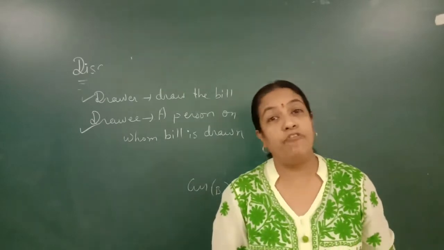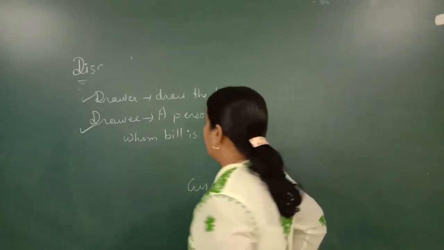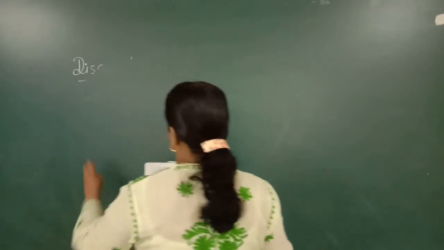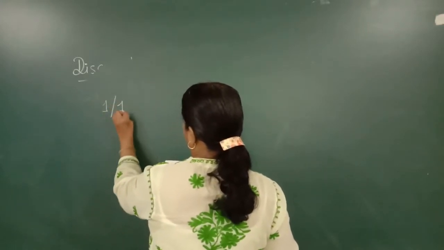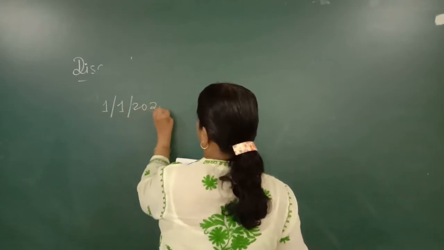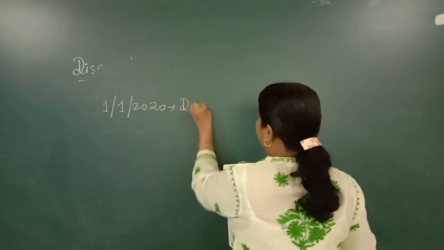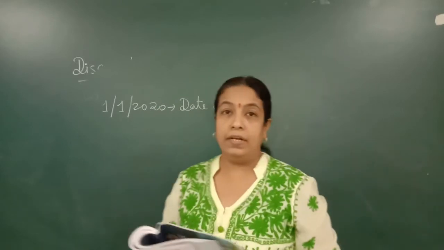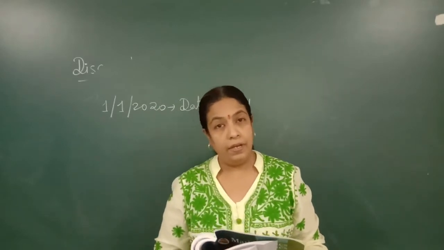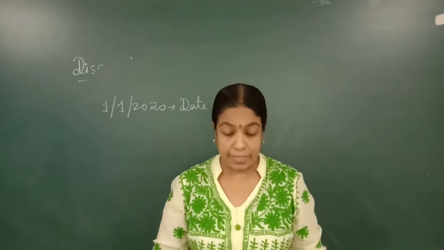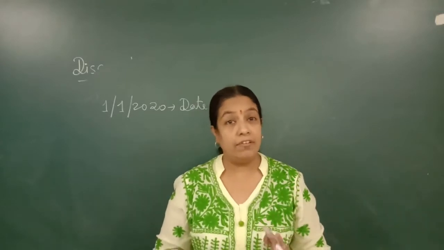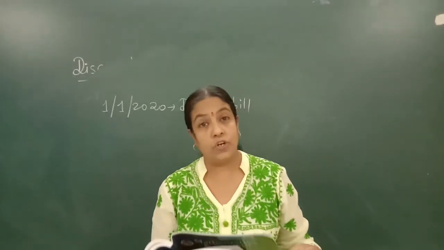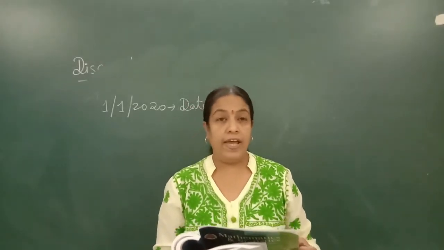Now date of bill. Now suppose my deal takes place on 1st January 2020. So this will be written as the date of bill. My deal is done on this particular date. The bill is drawn, so that is called the date of bill. And face value, now just see here. The amount for which the bill is drawn is called the face value.